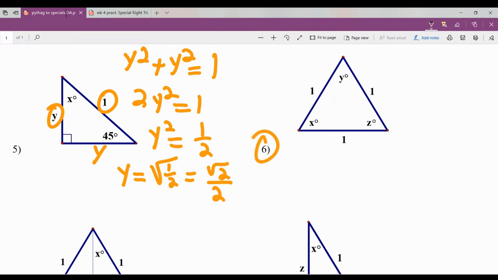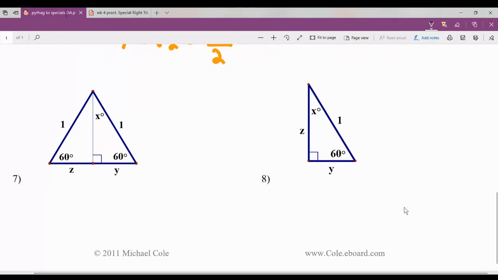Number 6. Since all 3 sides are the same, I'm hoping you recognize that that means all 3 angles would be the same. So x and y and z would all be what measure? I think you can handle that much. Going forward, number 7 should look very similar. If this is 60 and this is 60, then whatever this angle is at the top of the triangle, the one large angle right there, I think you can figure out that that one also has to be 60.